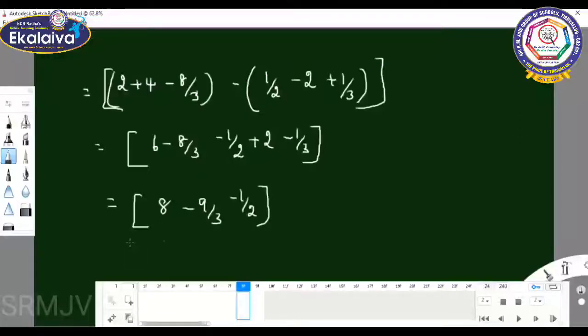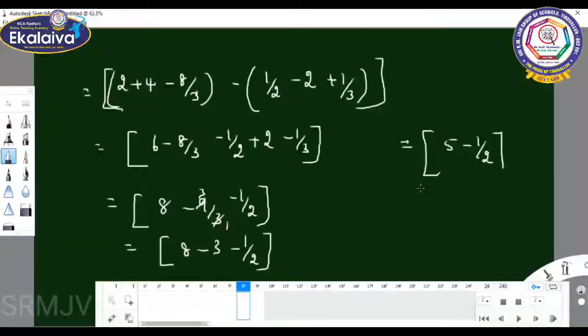So what is the value? 8 minus 3, that is 5, minus 1 by 2. You can take 2 as the LCM. So 10 minus 1 by 2. So the value is 9 by 2 square units.